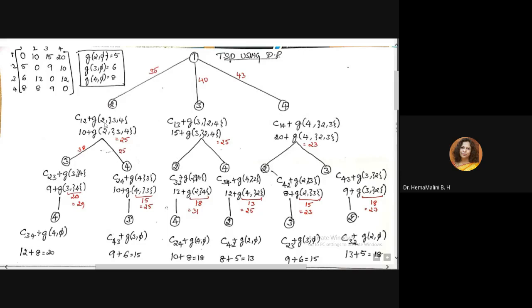So G of 2 comma remaining is 3 comma 4. I repeat, he is going from city 1 to 2. So when he is going from city 1 to 2, the cost incurred would be C12 plus G of, that is C1K. K is what? 2 here. So G of K comma remaining, whatever is remaining from minus K. So if he has already gone to 2, remaining cities would be 3 comma 4.